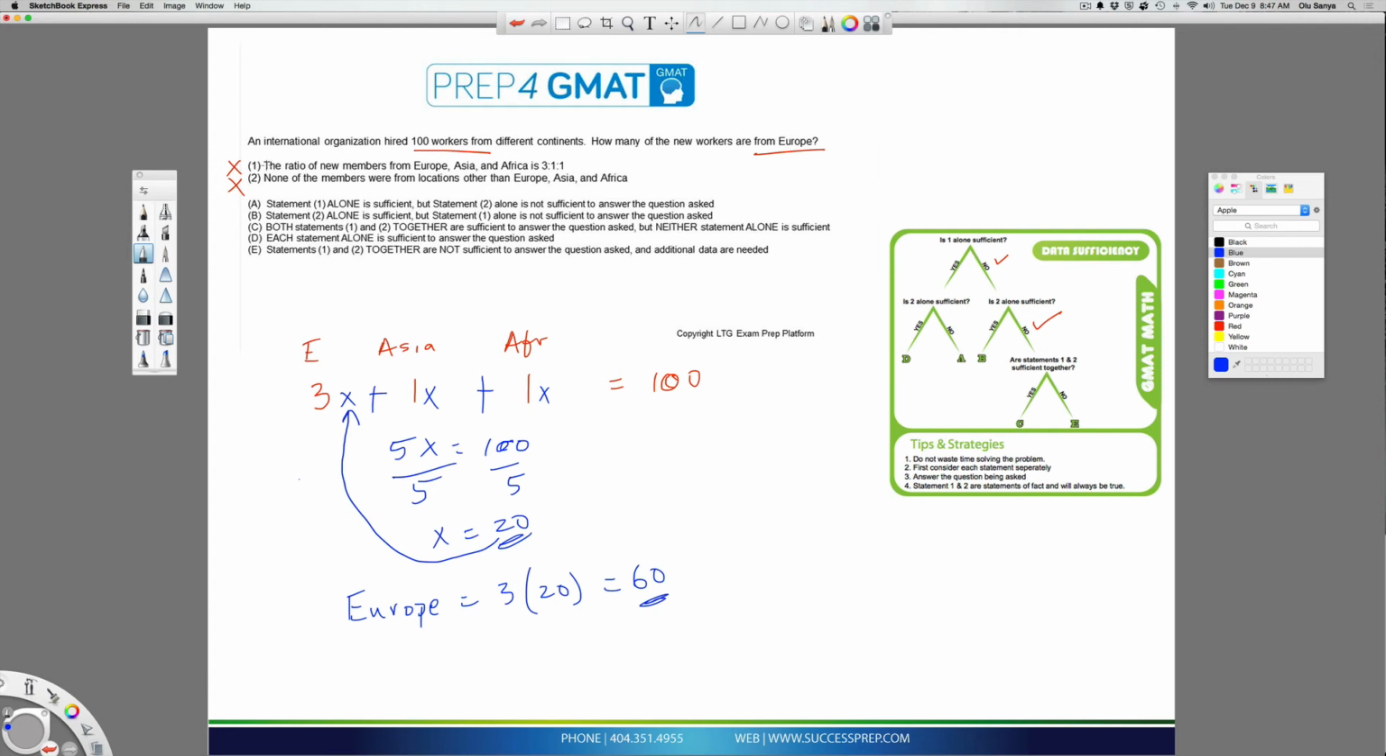But really, by the time you look at statement 1 and you realize you only have ratios but you're not sure if there are other continents, and look at statement 2 and you see that there are only 3 continents involved, Europe, Asia, and Africa, you can then use both pieces of information together. So if we look at this path here, it's a no, but together it's a yes. So as a result, the answer here will be C. The answer here is C.